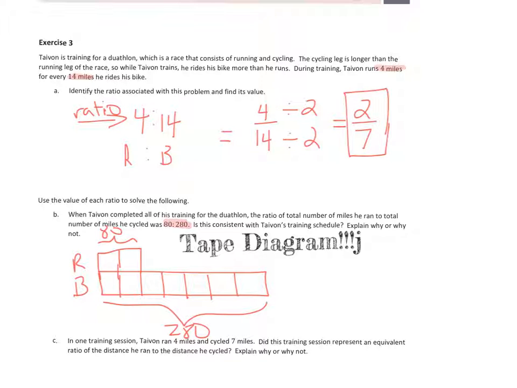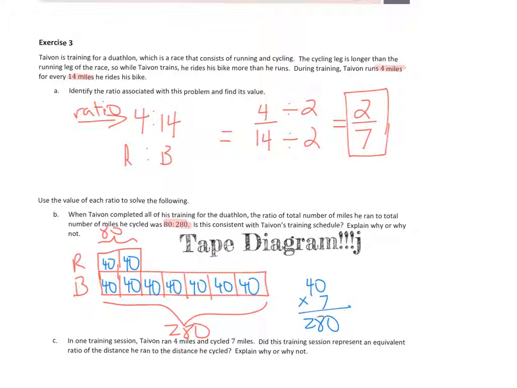If 2 boxes, 1, 2, is equivalent to 80, then how much must go in each box? You are correct. 40. Which means every other box has to be 40. And as you put that in, you can then check and see, is it going to equal 280? So I take the 40 7 times. 4 times 7 is 28. Put the 0 on the end. Yes, it is going to be 280.